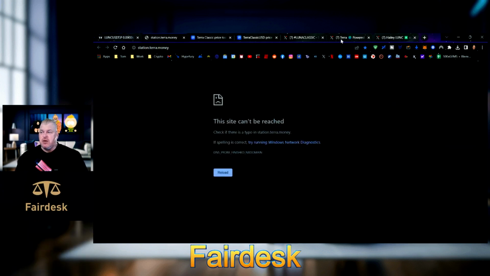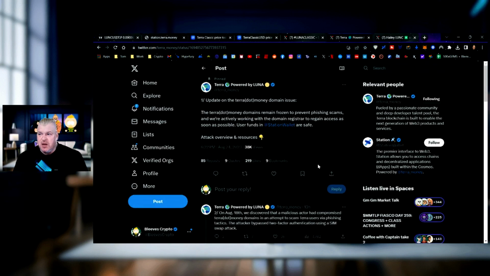Terra Money is still not available, and we got an update here, and it says that the Terra.money domain remains frozen to prevent phishing scams. We're working with the domain registrar to regain access. User funds in Station Wallet are safe.